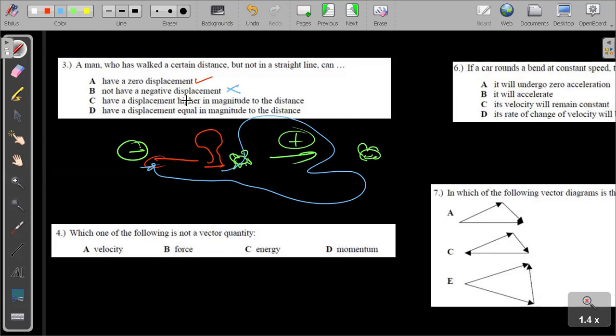Can you have a displacement higher in magnitude than the distance? Distance, yes, can have big magnitudes. Right? The smallest distance is the displacement itself. Can you have a displacement higher in magnitude than the distance? Never. Can you have a displacement equal to the magnitude of distance? Yes. It's a multiple answer actually. A and D are all correct.